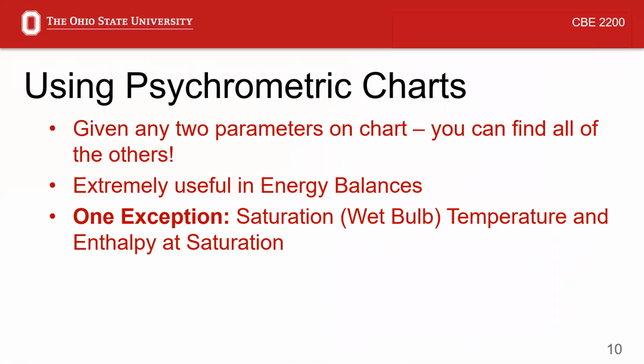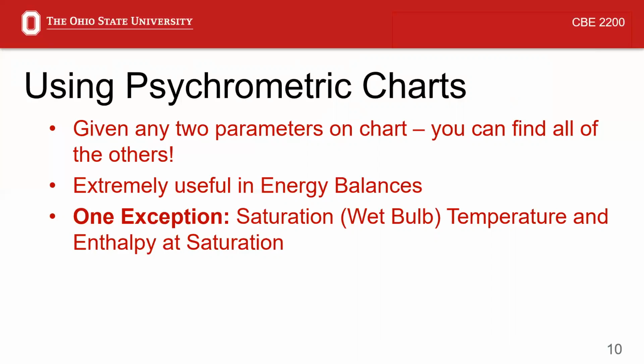Now comes the fun part, how we use psychrometric charts. A lot of these parameters that are on the chart are interrelated, hence why they can be plotted against one another. So if you have 2 of them, you can find all of the others that we've just talked about. That's extremely useful in energy balances, and it has applications in mass balances as well.